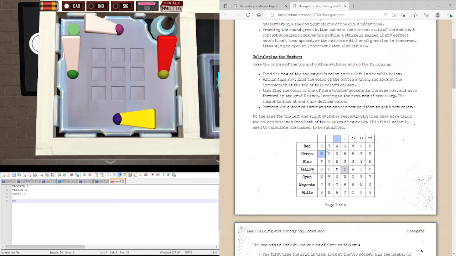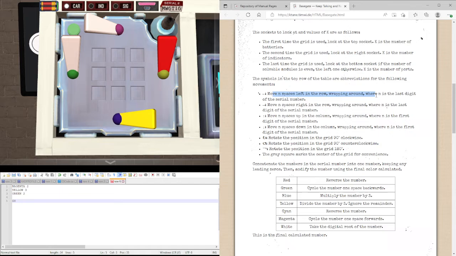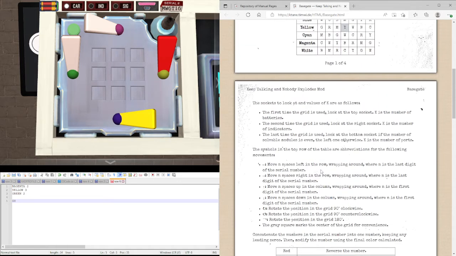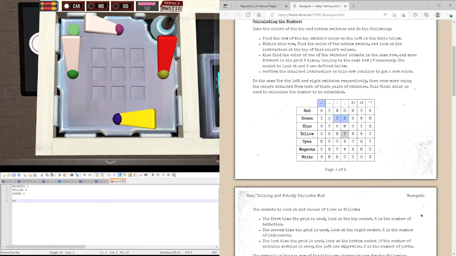We're now going to use these two colours for our third set. So green, yellow, so we're going to get left. Then finding green in this row and moving forward 2, we're going to apply this rule, which is move n spaces left, where n is the last digit of the serial number. The last digit of the serial number is 6, so 1, 2, 3, 4, 5, 6. We have blue, and this is our final colour.